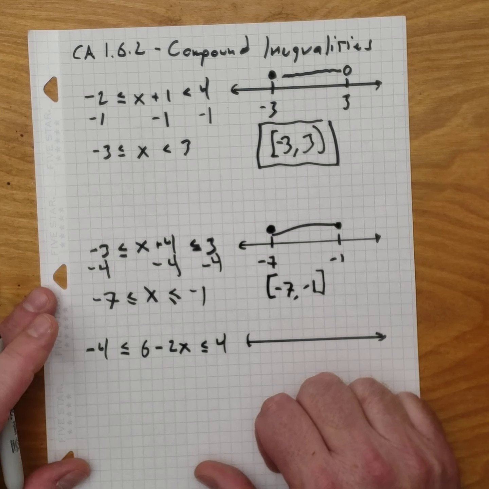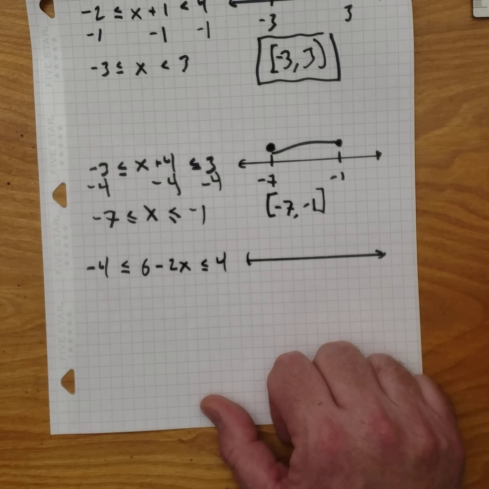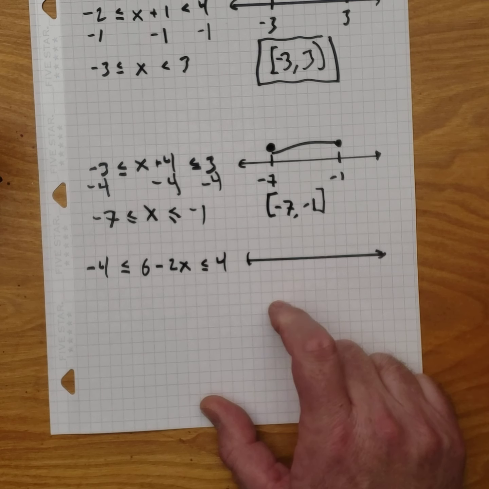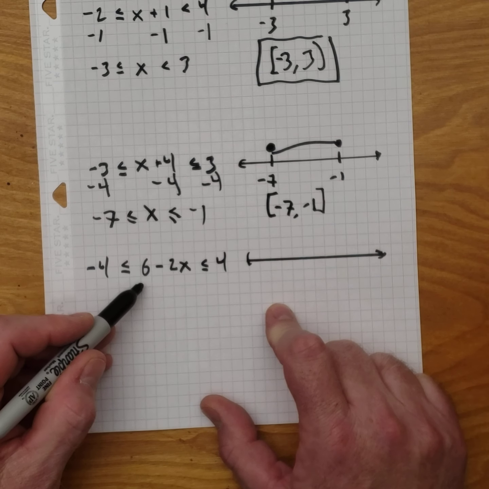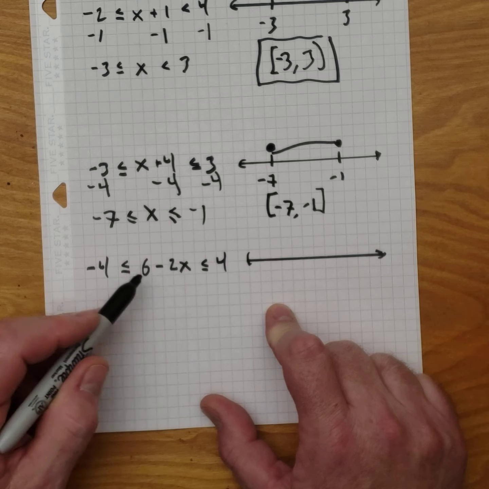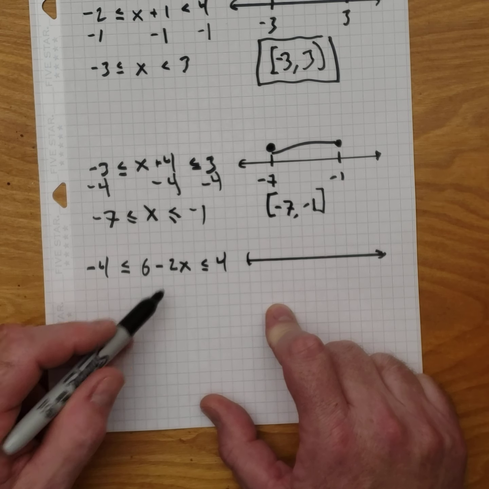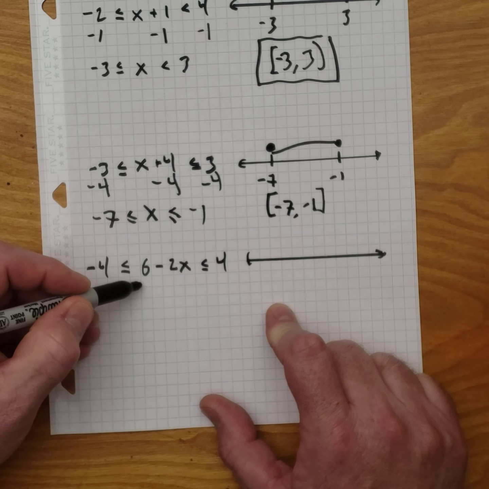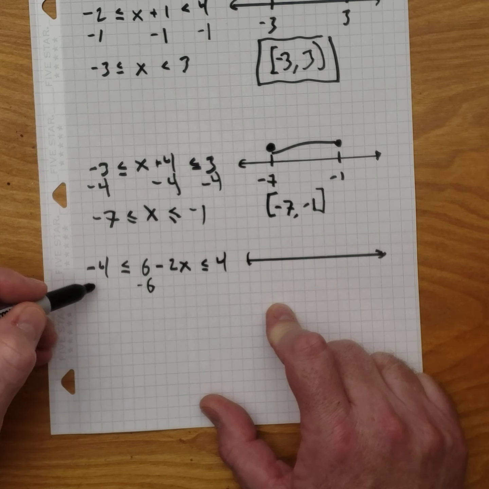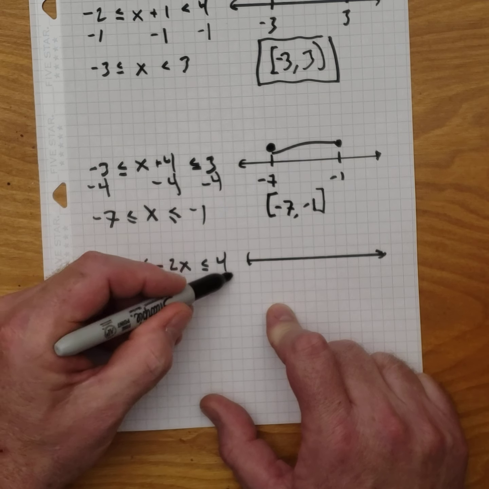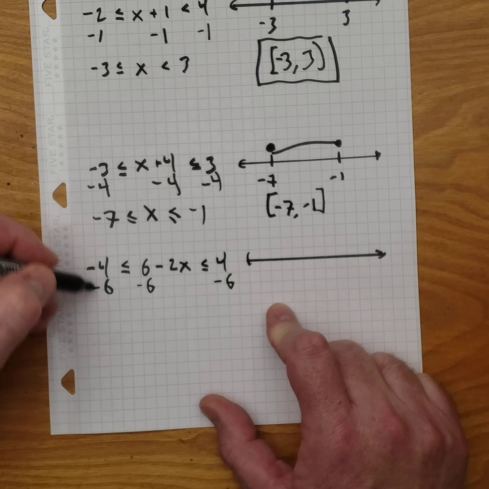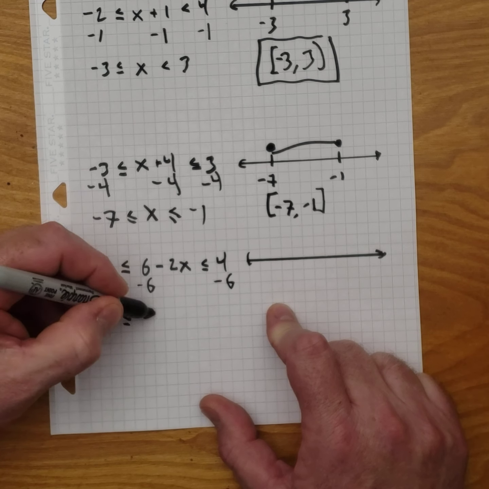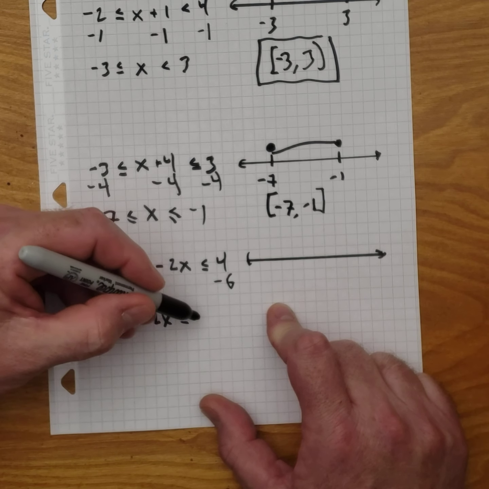Right, now let's look at the ugly one. This is the ugliest one I bothered to assign, and it's not all that bad, but there is a little extra twist to it. So here we have 6 minus 2x, and it's the fact that the x is subtracted here that's going to be the issue. We need to get rid of the 6 first, because that's the non-x part. It's positive, so we're going to subtract 6 from all three parts. That gives us -10, less than or equal to -2x, and we get a -2 here.